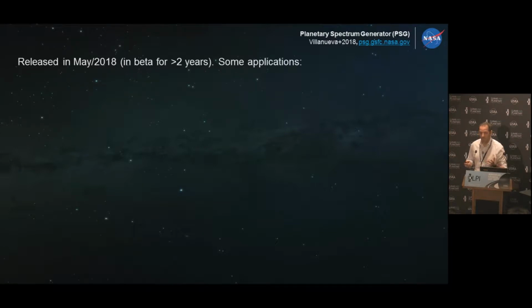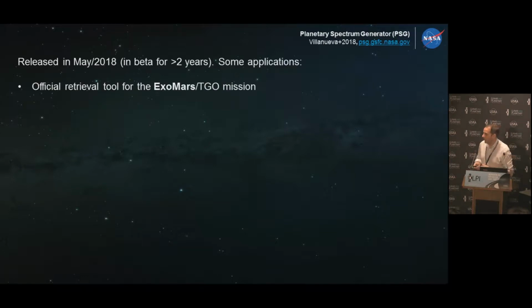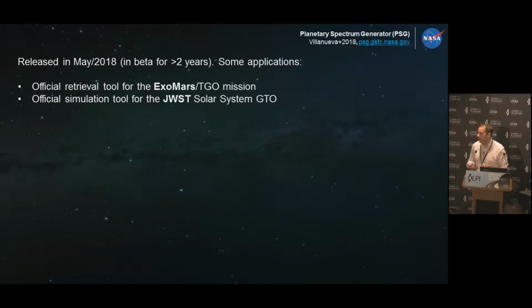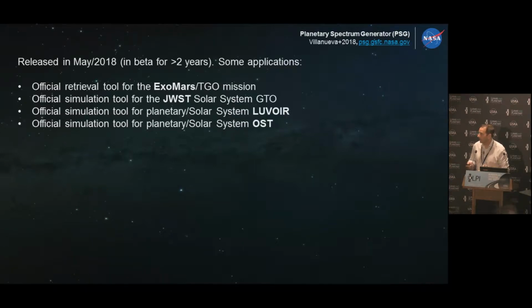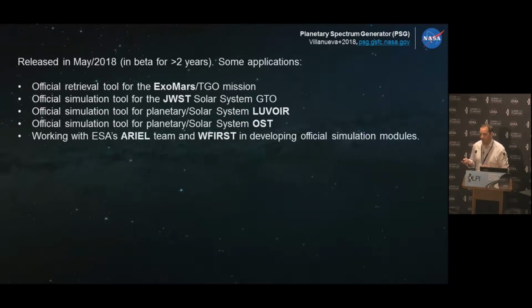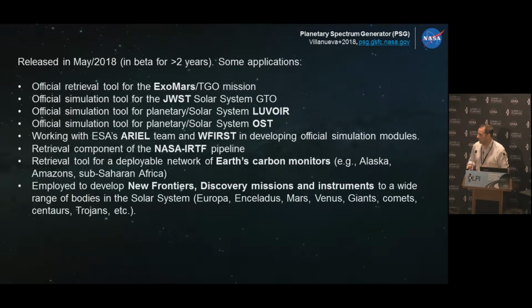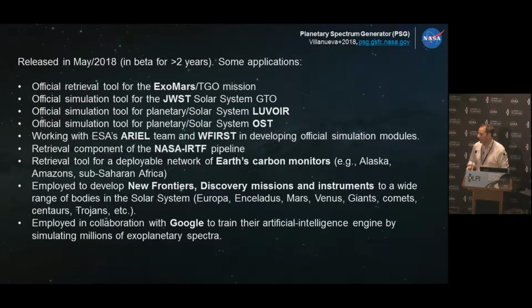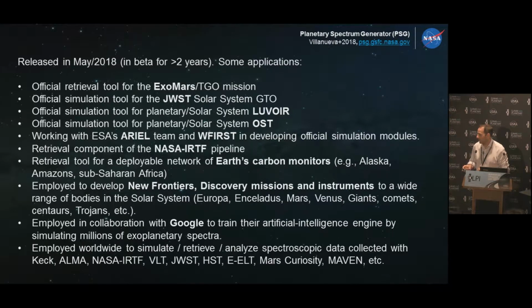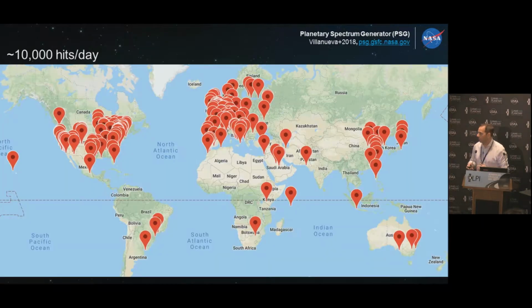I've been working on this for the last 2 years mainly, and some of the applications that people have already been using it for: it's the official retrieval for the ExoMars TGO mission, it's for JWST, the Solar System GTO, and the LUVOIR and OST concepts. It's being used by Ariel and other missions, it's used for carbon monitors. It's being used in a lot of mission development, and recently we're playing with Google to do millions of spectra. So it has a lot of versatility, and I'm going to be talking mainly about the exoplanet use of this tool.